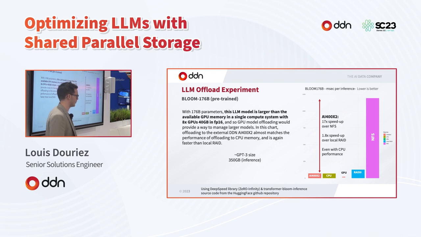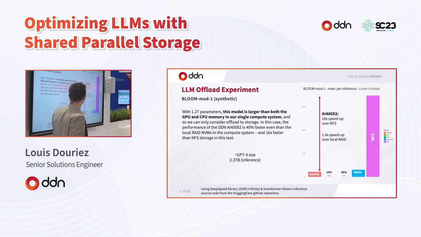And we increased the model size 100 times. Here we are in GPT-3 territory, and we are talking about 350 gigabytes of neurons. You can see already that it's out of memory for the GPU. So basically, you can't do that on GPU memory only. That wouldn't fit in GPU memory, so you would need more GPUs for that, or you can use that offloading method. In that specific case, we actually obtained the same performance as using the CPU as a cold target, using our AI 400X2, and we have close to a 2 times speedup over the local RAID of the node, and a 17 times speedup over NFS.